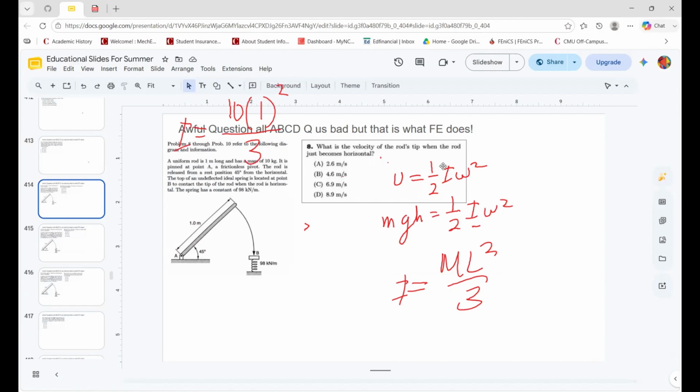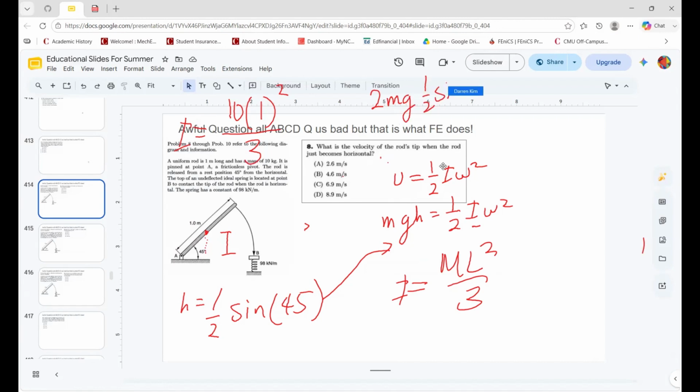Okay, so h then equals 1 over 2, and because it's only looking at the horizontal length over here, h, it should be sine 45. Okay, we have everything. So now we have 2 mgh, which we're just going to substitute right now, because why not? g times 1/2 sine 45. And then we divide by I, and take the square root.